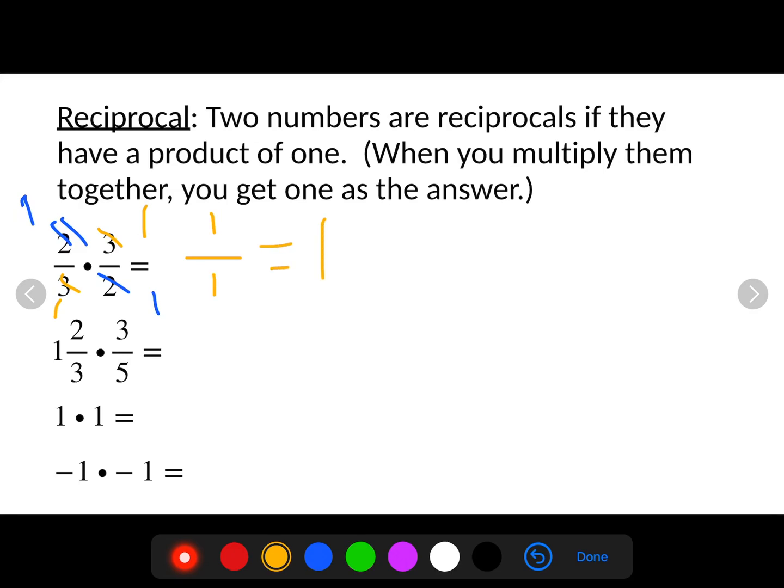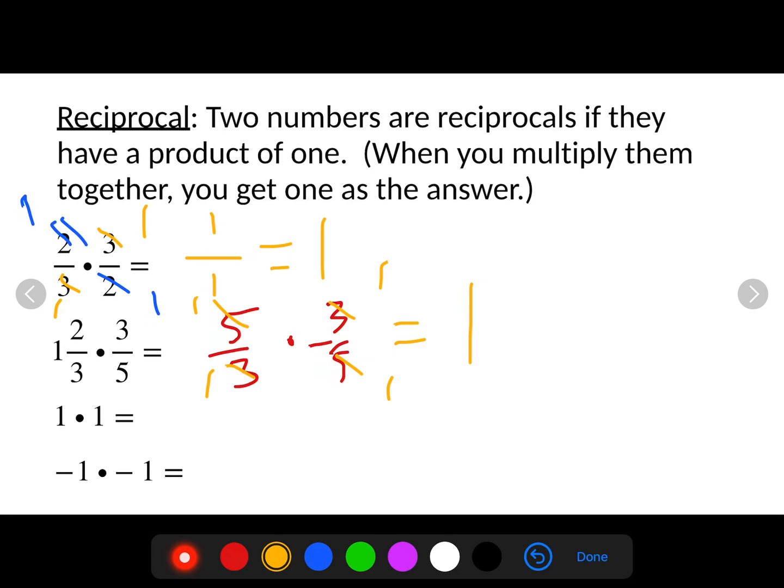1 and 2/3, that's one of those mixed number things. Let's fix that. 1 times 3 is 3. 3 times 3 plus 2 is 5. That's 5/3 times 3/5. Well, to our cross-canceling. 5 and 5 become 1 and 1. 3 and 3 become 1 and 1. And I get 1 again. 1 and 2/3 and 3/5 are reciprocals. 2/3 and 3/2 are reciprocals.